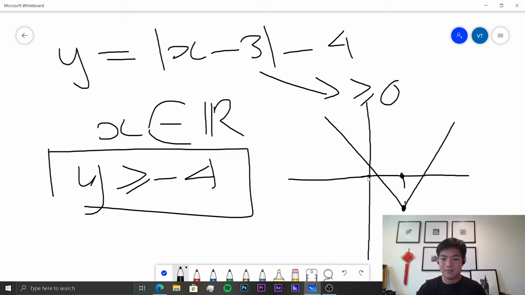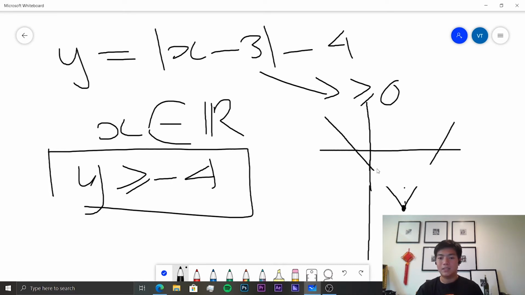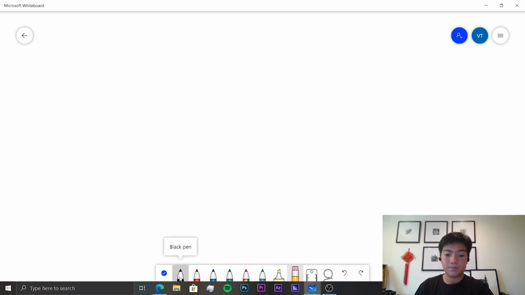Actually, technically I've drawn this horizontal axis wrong. It should cross the vertical axis before the horizontal, but it should look something like that. Okay, on to the next one.